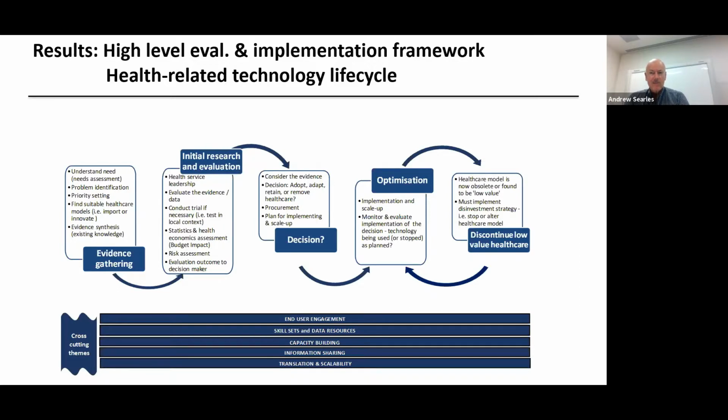The very last square on this particular diagram is around discontinuing low-value healthcare. And at any point in the cycle, healthcare is likely to become obsolete. This also might be that we have healthcare in the system that's never been evaluated and is low care. And so here at this point, we must identify that healthcare, and that feeds back into the optimisation square, where we need to make sure that we implement an appropriate pathway and we monitor and evaluate it to make sure that that healthcare or that technology is actually removed from the system.